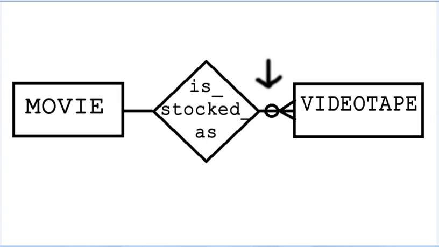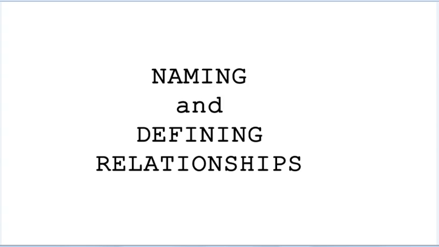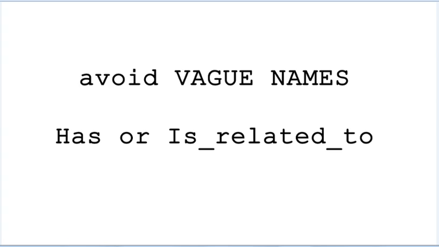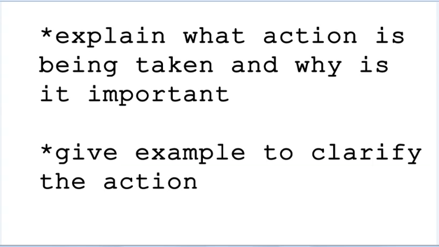Next, we will discuss naming and defining relationship. First, a relationship name must be a verb phrase, such as assigned to, supplies, or teaches. Use descriptive verb phrase. There are also specific guidelines for defining relationships. Explain what action is being taken and why it is important. Give examples to clarify the action.